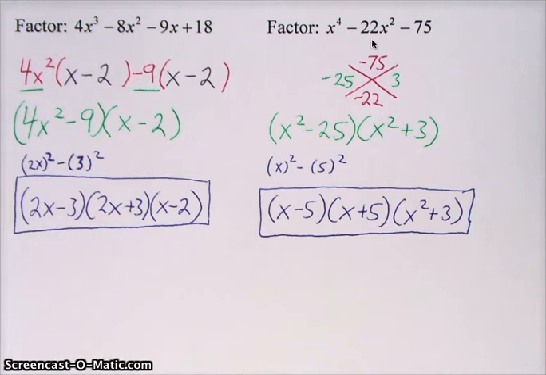Now for this one right here, this is not by grouping because this is not 4 terms. You have to have 4 terms to do by grouping. This right here is a simple diamond. It just has a 4th power and an x squared. So don't be scared. Basically you just put this number on top, this number on bottom, like a normal diamond problem. So what two numbers multiply to get negative 75 and add to get negative 22? Well, it's negative 25 and 3.